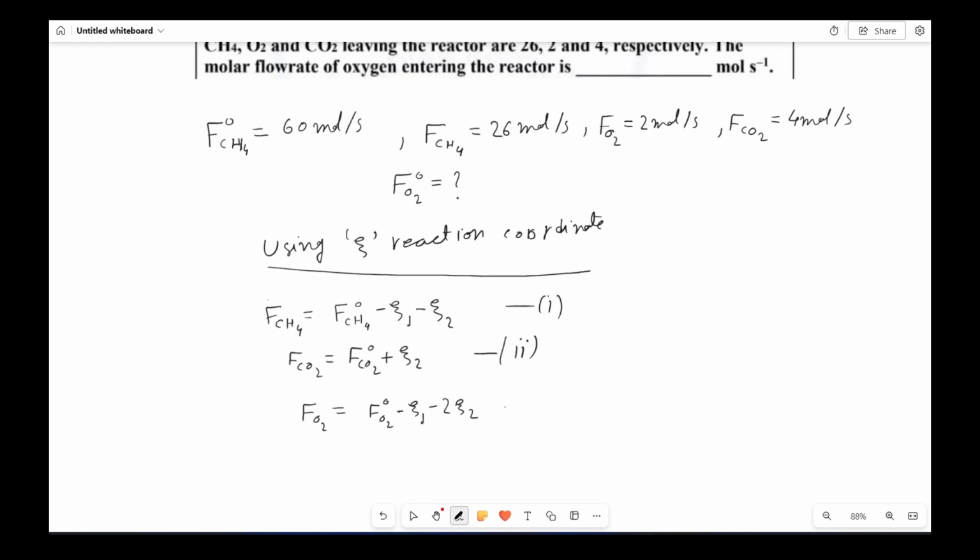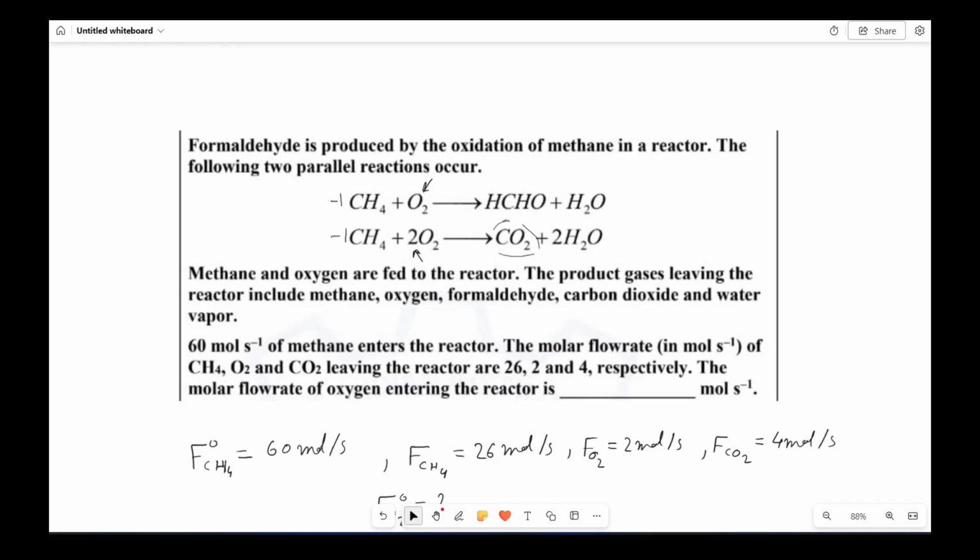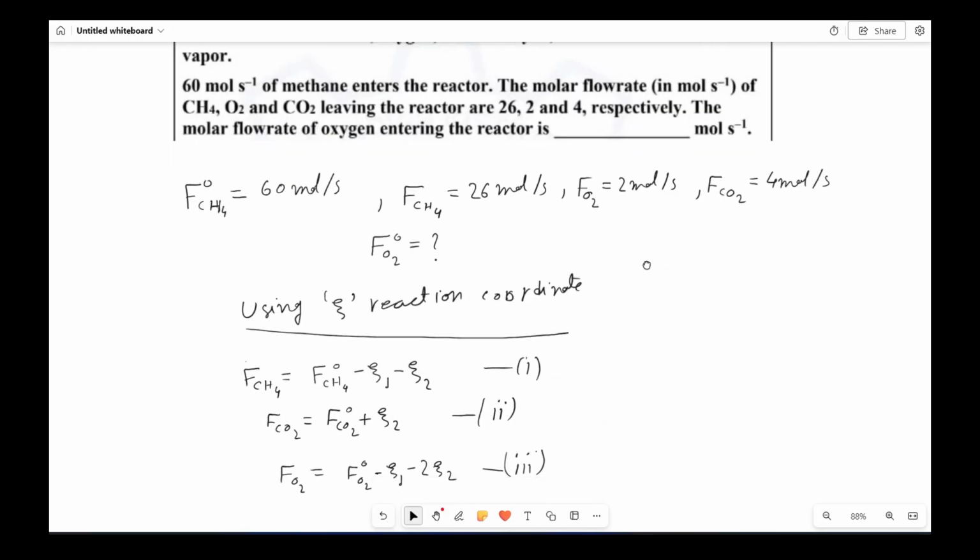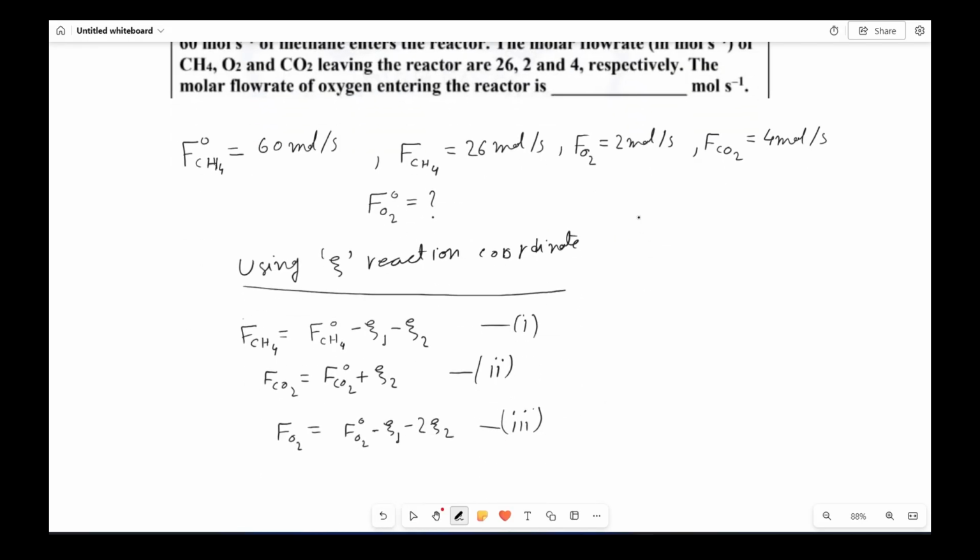These are the three equations we got. I have written these expressions for CH4 and CO2, and not for other species like H2O or HCHO, because in the question the data is given for only these three. So these expressions and this data will be enough to solve the question. In GATE there will be enough information to solve the question, so you do not have to think that the question is insufficient.